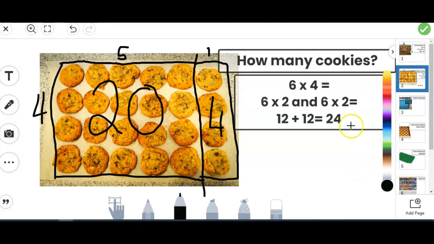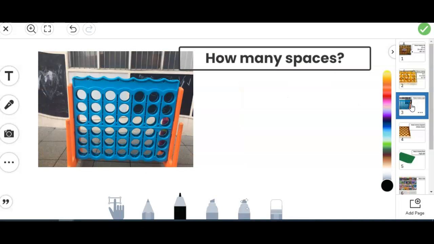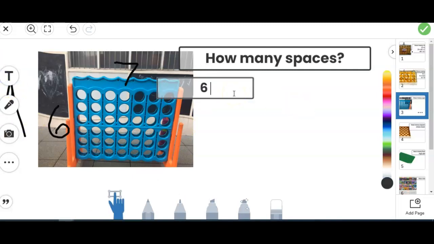Let's look at one more example now before I get you guys to go and do this all by yourself. So this one here, we need to know how many spaces. Now down the side here, I've got 1 row, 2 rows, 3 rows, 4, 5, 6 rows. And here I've got 1, 2, 3, 4, 5, 6 by 7 columns. So I want to work out 6 times 7.